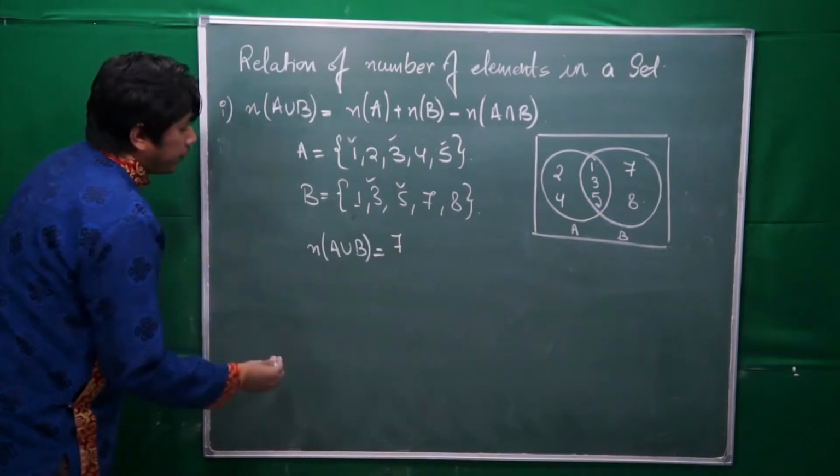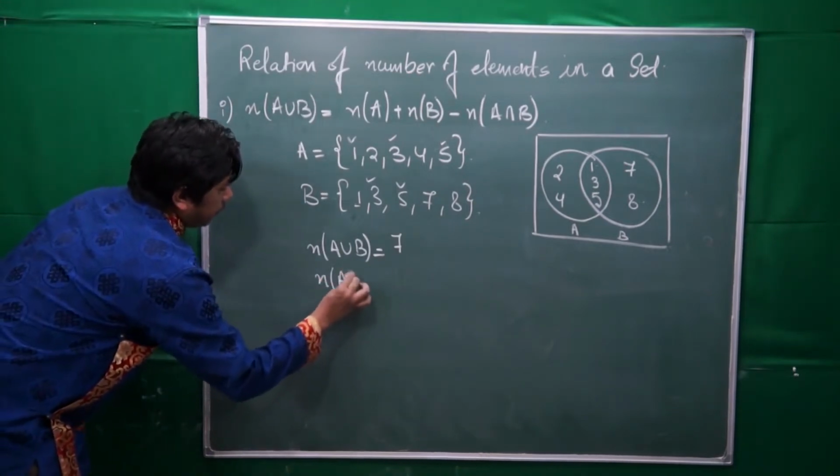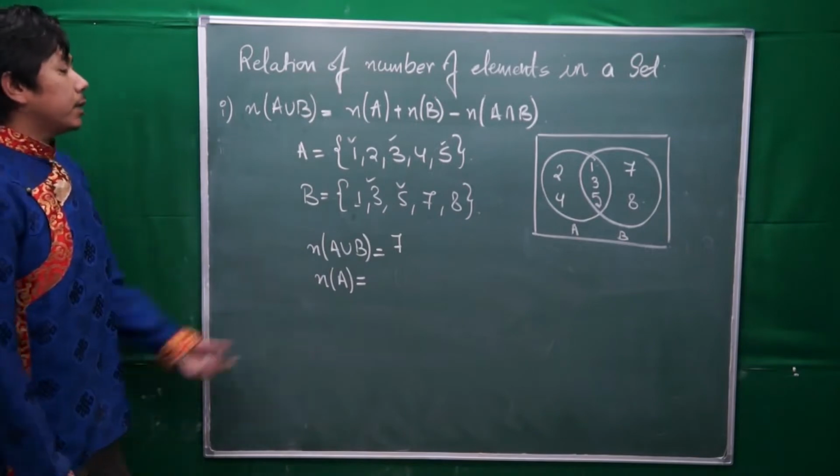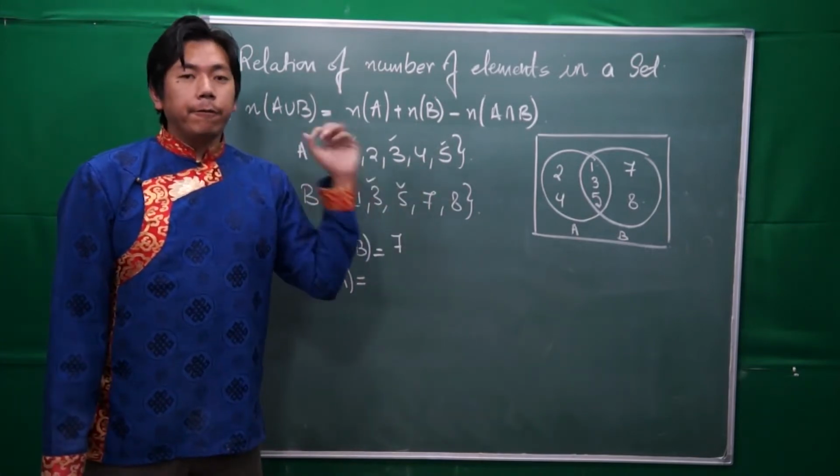Similarly, after writing A union B, the number of elements of A. How many elements were there? 1, 2, 3, 4, 5. A count of 5.